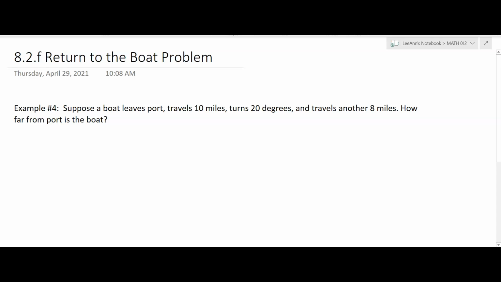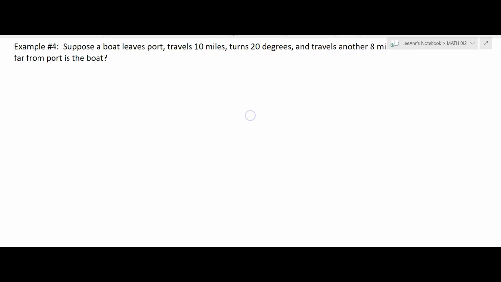Okay, so back to the problem from the first video of this section, the boat problem. Remember we had a boat leaving the port, and it was turning 20 degrees and going a little further, and the boat was here. This was 10 miles, this was 8 miles, and then it turned an angle of 20 degrees. So it is important that you know that that is 20 degrees.